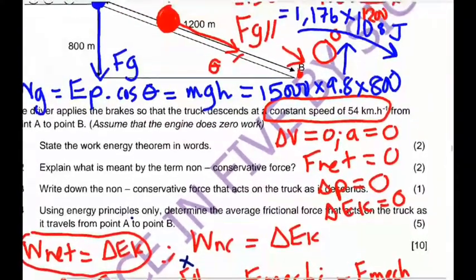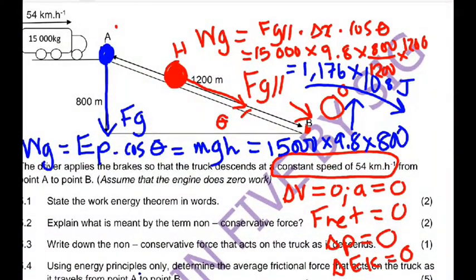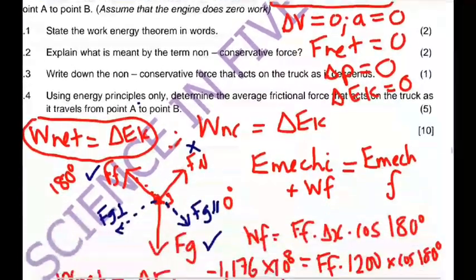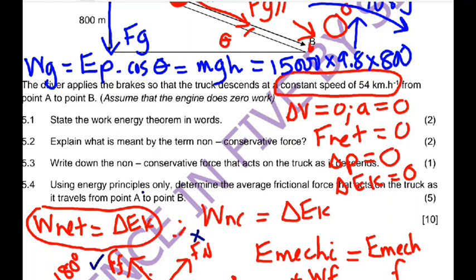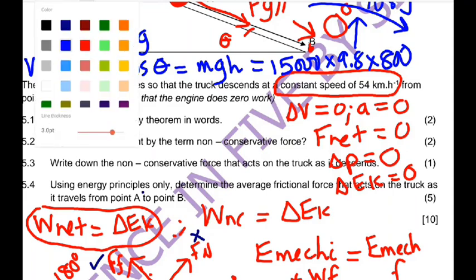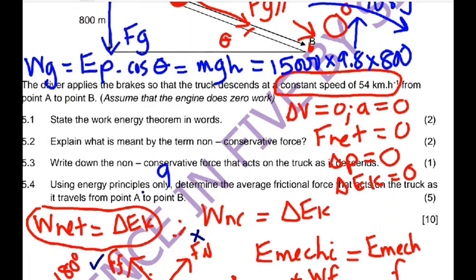So we have to note that in this case, the frictional force is a combination of the braking force and the surface friction. But we're not going to go into that. Okay. So, and it's in the opposite direction of motion. So it's up the incline. So we get a frictional force of 9,8 times 10 to the power of 4 newtons.